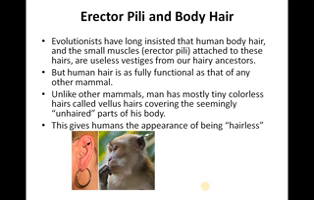Erector pili: evolutionists have long insisted that human body hair and the small erector pili muscles attached to these hairs are useless vestiges from our animal ancestor. But human hair is as fully functional as that of any other mammal. Unlike other mammals, man has mostly tiny colorless hairs called vellus hairs covering the seemingly unhaired parts of the body. This gives humans the appearance of being hairless.